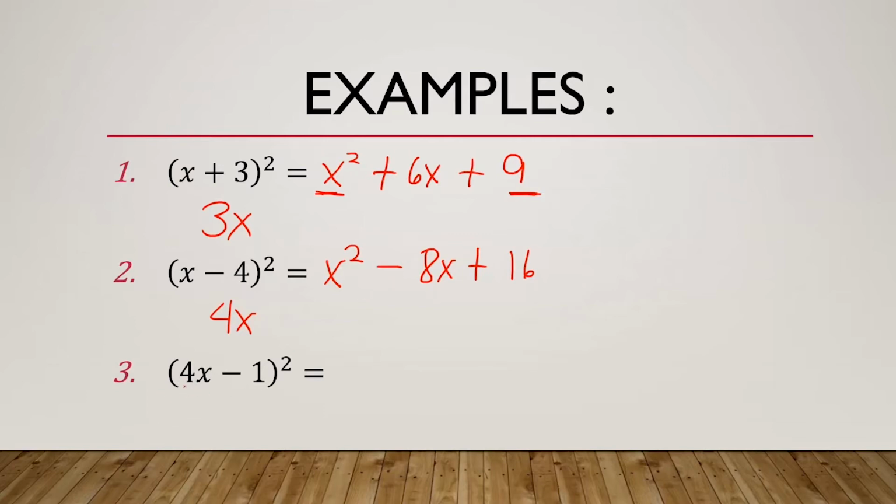Next, square the first term, square the last term. So 4 times 4, 16. Then x times x, x squared. Next, 1 times 1, 1. Then the product of 4x and 1 is 4x. Times 2, we have 8x. Again, the first and last term will always be positive. Then now, to find the sign of the middle term, copy the sign or the operation of the second term. We have here minus. And that's it.